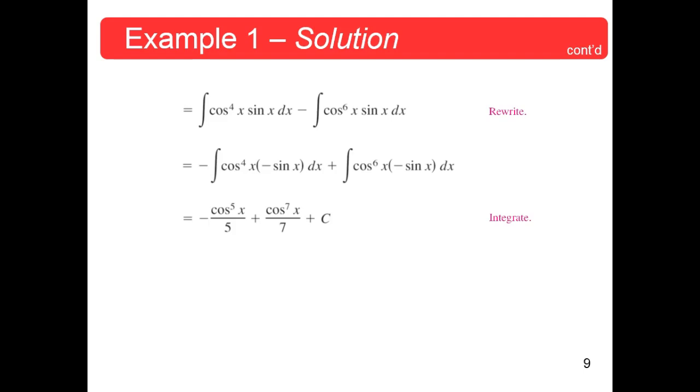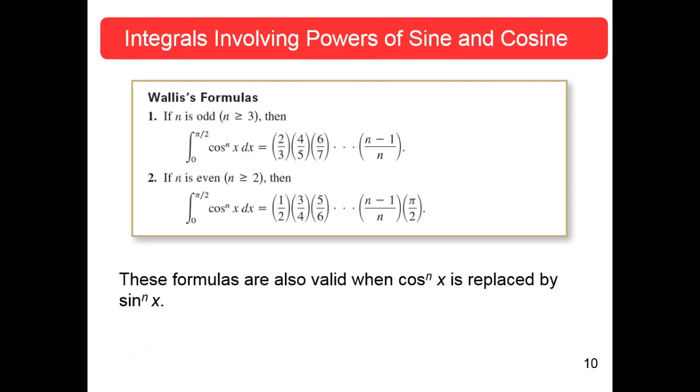Okay? And then they just said that's minus cosine fifth x over 5 plus cosine seventh x over 7 plus c, without doing a substitution. To me, the substitution is a far easier way to do it than this way. But this way's right. It's just substitution makes it so obvious. Okay? So there's your answer. All right.